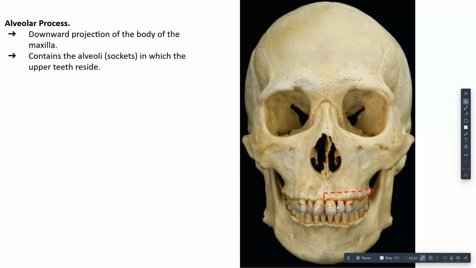You find those teeth, and there is a little sticky out ridge just above it. That is the alveolar process. It'll contain the sockets known as the alveoli, which are where the teeth are going to sit.